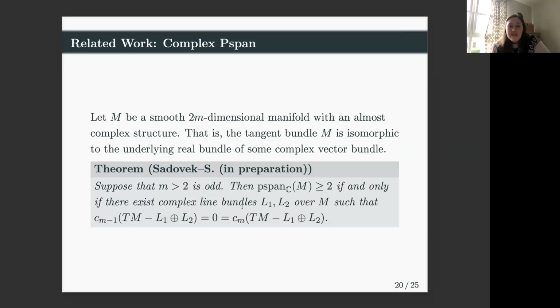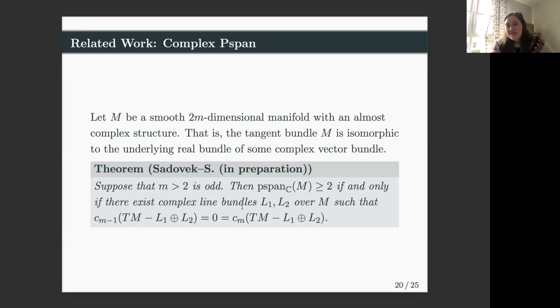And something kind of nice about these results is they're very specific. They're not just saying, oh, the complex projective span is at least 2. If you know all the line bundles over your manifold, you can check using this result precisely which combinations of them will split off the tangent bundle and which ones won't. So it tells you a lot of information.